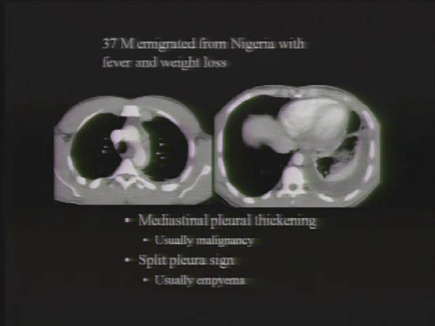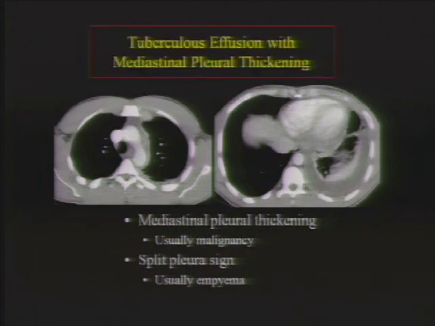And then when I finally talked to the clinicians, they said, oh, yeah, this is a guy who lived in Nigeria, and he's now presenting with fever and weight loss. Anyone want to tell me the diagnosis is? Yeah, this is tuberculosis. Tuberculosis is the only non-malignant cause that I have seen that causes mediastinal pleural thickening. So when you see mediastinal pleural thickening, it's nearly always malignant, but I've now seen 2 cases of tuberculosis effusions that did this, and so that's the one other thing that I think about in that clinical setting, or given that imaging finding.